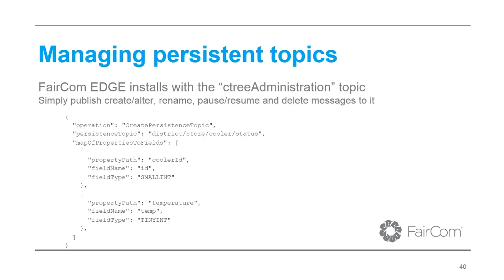This is where my messages are going to be published. And I have two simple properties here. One's the cooler ID, and one's the temperature. And you can see there's a little bit of mapping. So in the JSON document, it's called cooler ID, but in my table, I just want it to be called ID. And while it's called temperature in the JSON document, I just want my column name to be temp. And then I use small tiny ints here for the data.